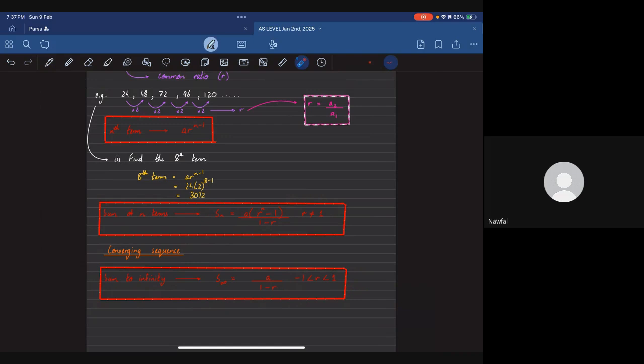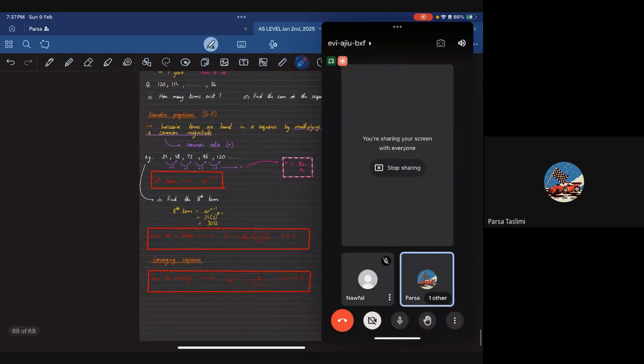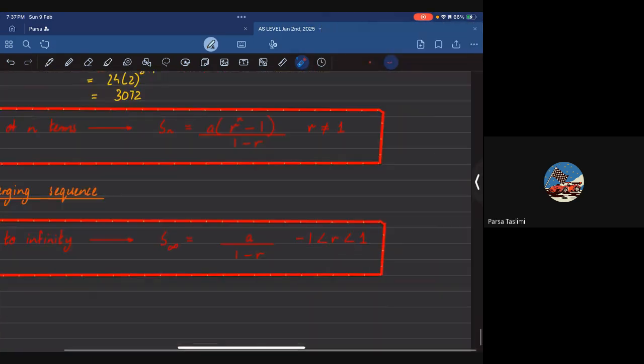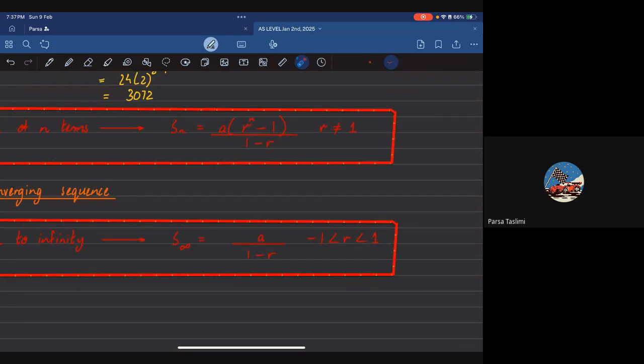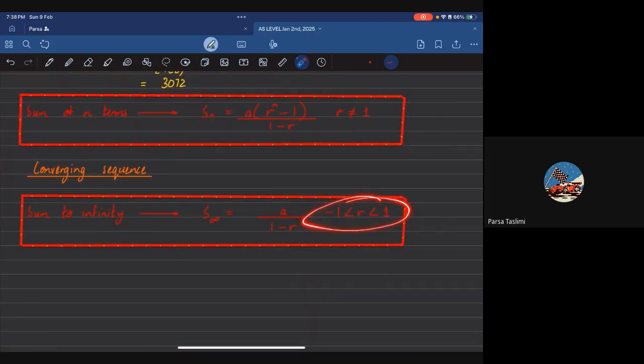Anyone who still does not get this? Clear, sir. Yes. Okay. But Mr., I don't get why r can't be one. If r is equal to 1, 1 minus 1 is 0, right? And then the sum becomes infinity. For the sum to infinity, r has to be greater than minus one and less than 1. Only then will you be able to get a sum to infinity.